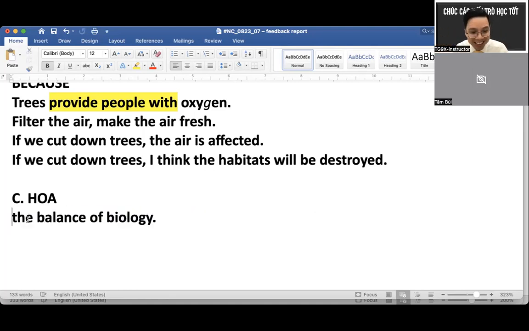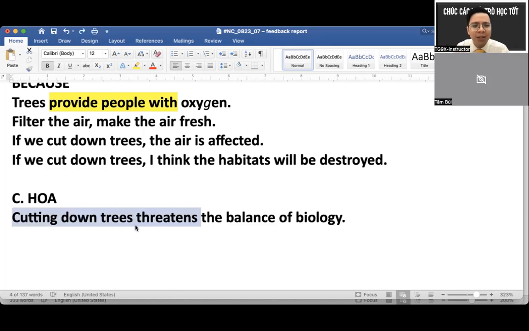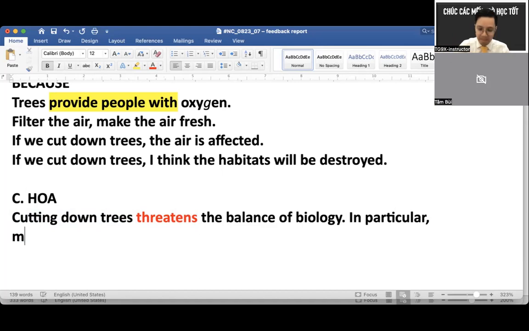I don't know. Okay, so can you repeat, please? Cutting down trees threatens the balance of biology. Repeat, please. Cutting down trees threatens the balance of biology. What do you mean? Tell me. What do you mean by that? In particular, okay, so tell me what you mean. And many animals have no place to live. Yeah, have or will have.